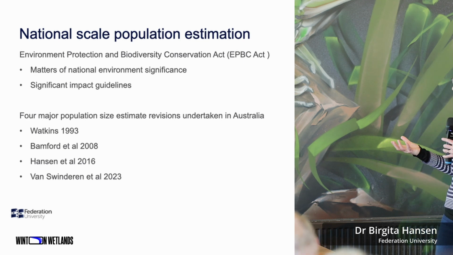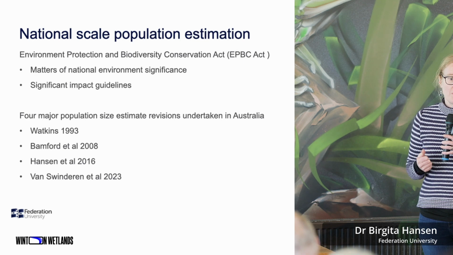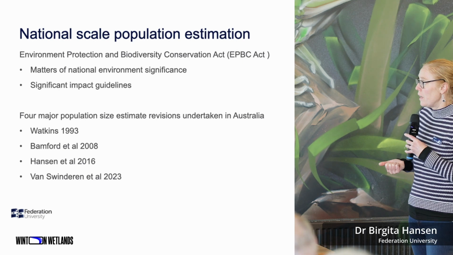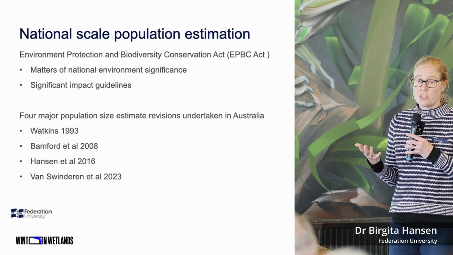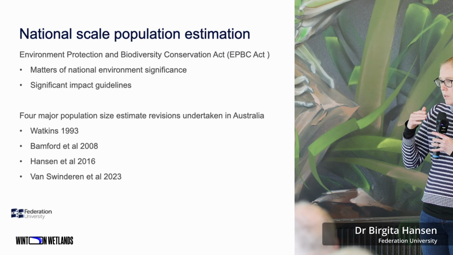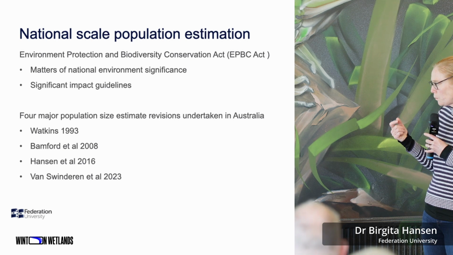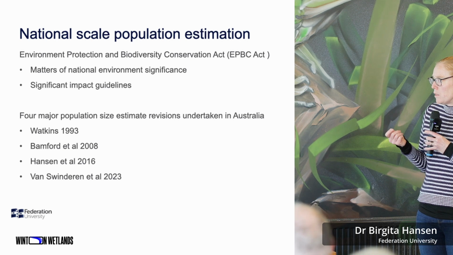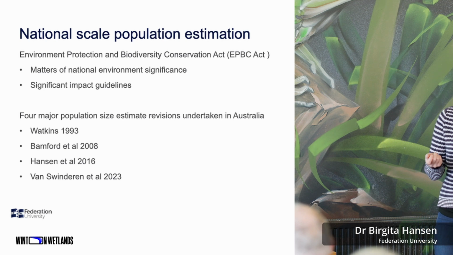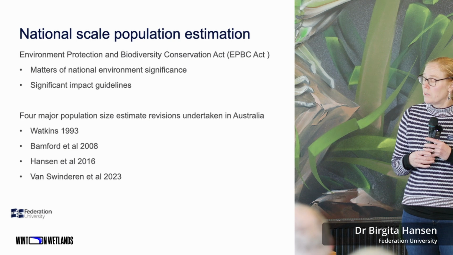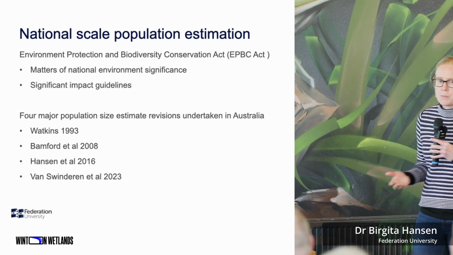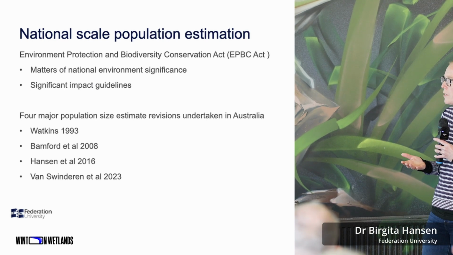And the waterbird abundance data is used to generate population estimate revisions, which are there to guide those significant impact guidelines. And there's been 4 major revisions in Australia. The Watkins was the first one, which actually looked at waterbird species as well. The Bamford et al. was the big one that was used for a long time. And then in 2016, I led a team to update those population estimates because, well, I'll get to why we did that. I mean, they need to be done anyway periodically because populations change.